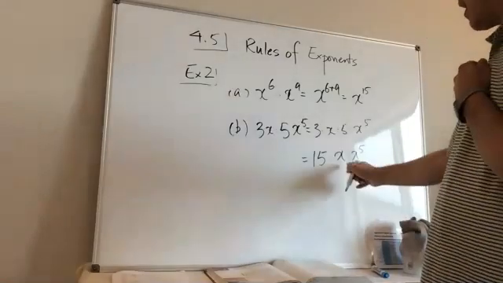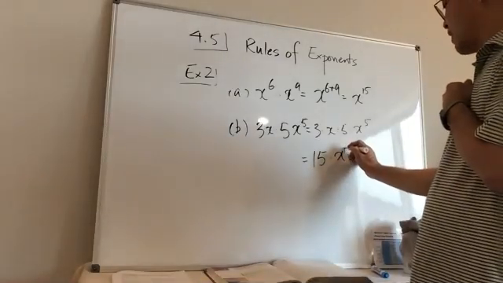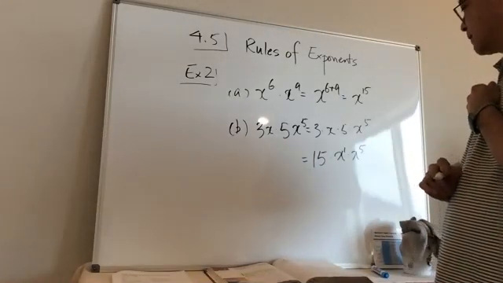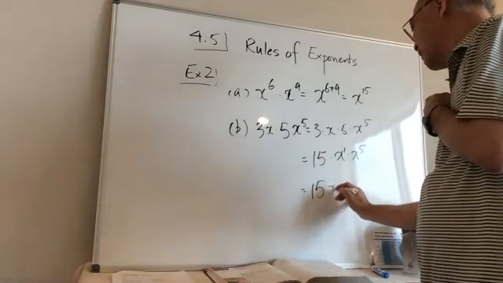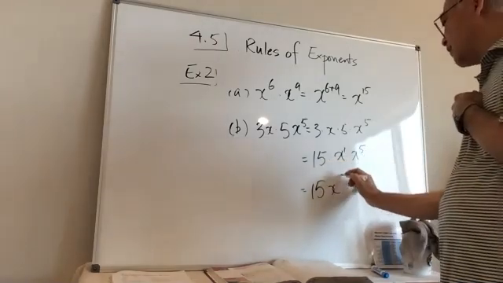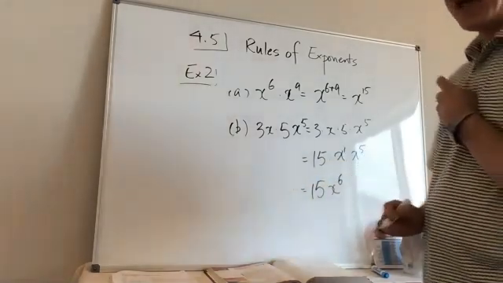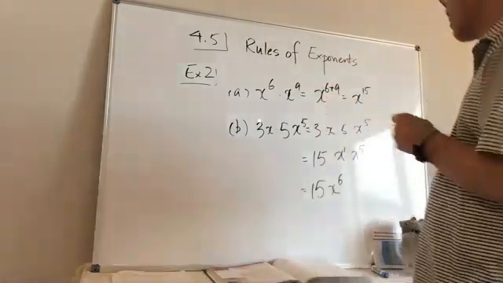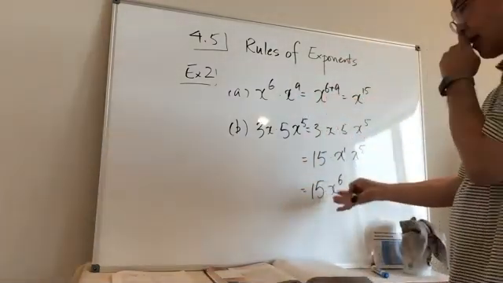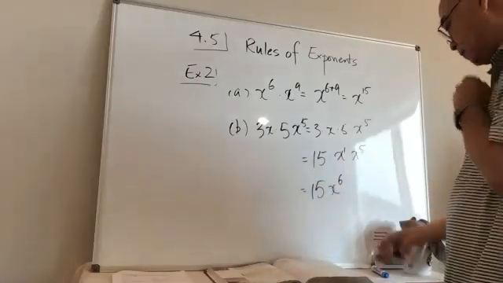Okay, x is really x to the 1st, right? x to the 1 power, correct? Okay, so now I just need to add the 1 and the 5 to get 15x to the 6th. Okay, all right? So just a little bit of rearranging and then combining again, all right?